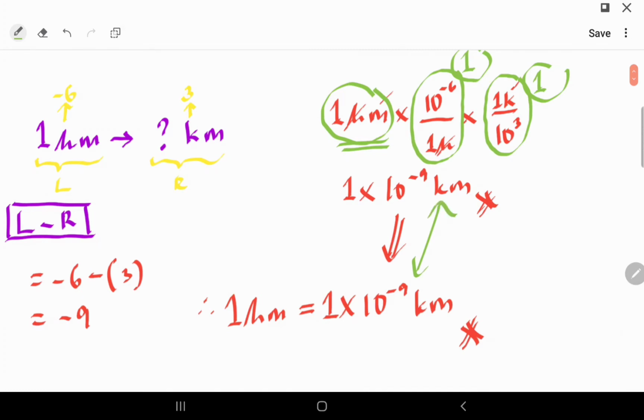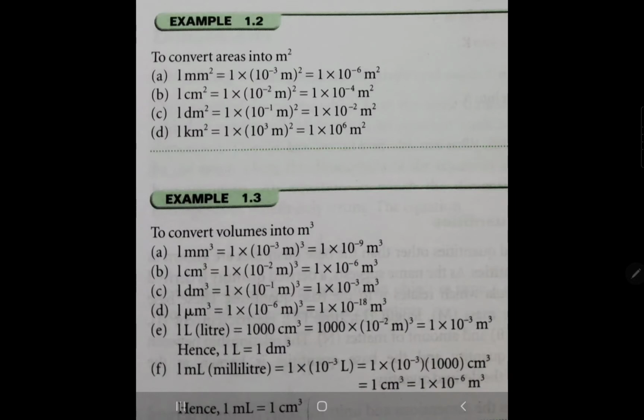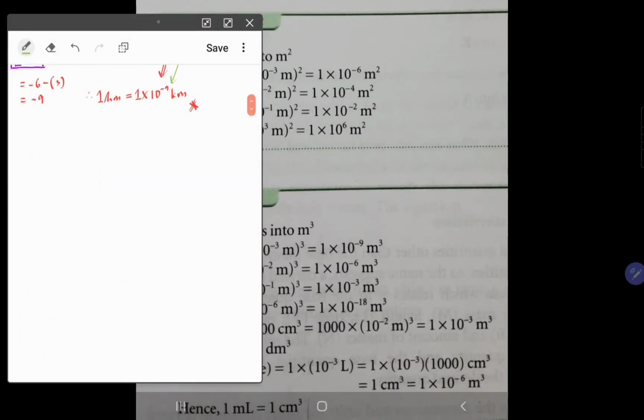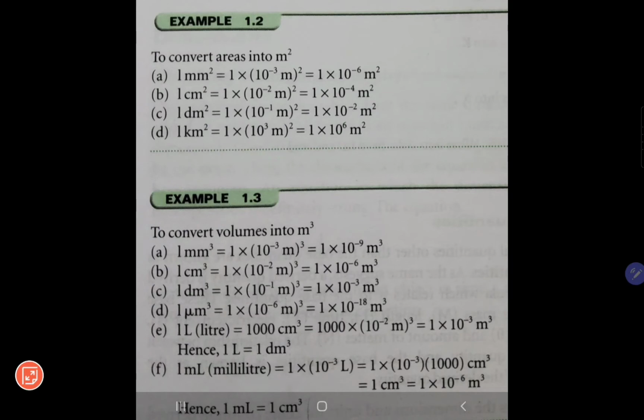And then, when there is an index number or power, how do you convert the unit? For example, in C, we refer to the second one: 1 centimeter squared, which we need to convert to meter squared. The suggested answer is 1 times 10 to the power of negative 4 meters squared. So how do we get this?